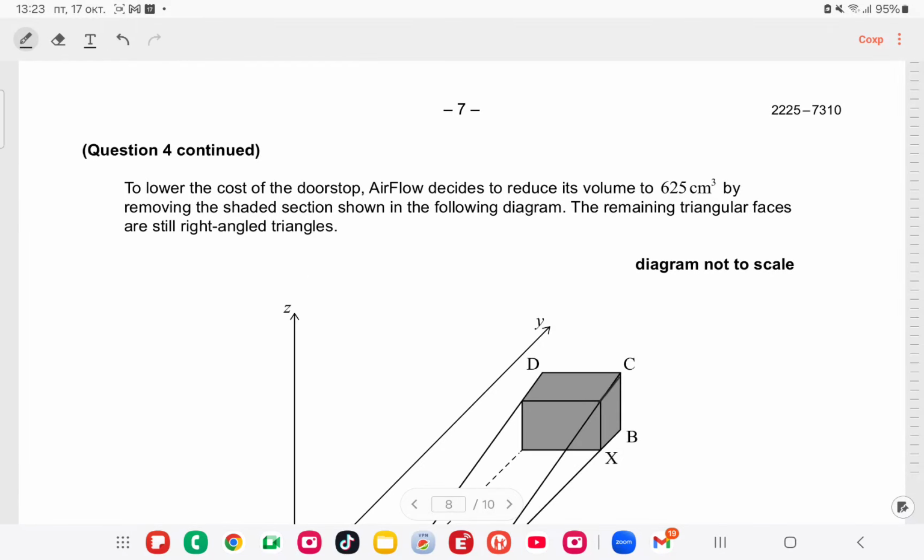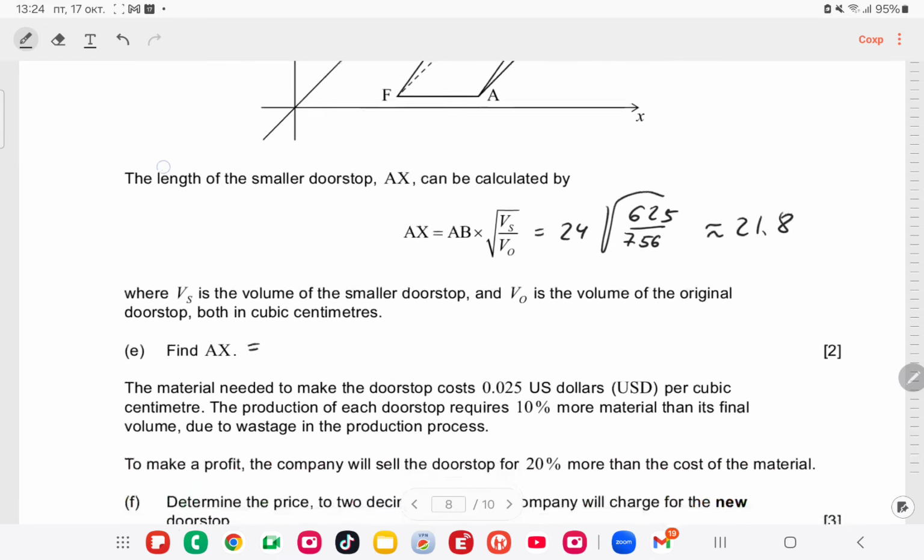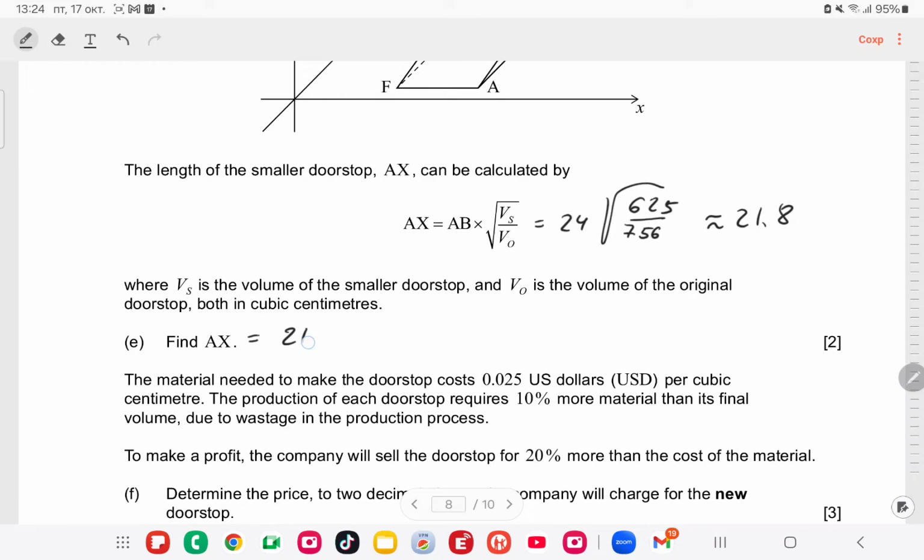Let's have a read. It's given, you see, it's given 625. That's why we just plug 625 here, 25, and then calculate. After calculation, you will get the value of 21.8 to 3 significant figures. So this 21.8, that's how you get 2 marks.